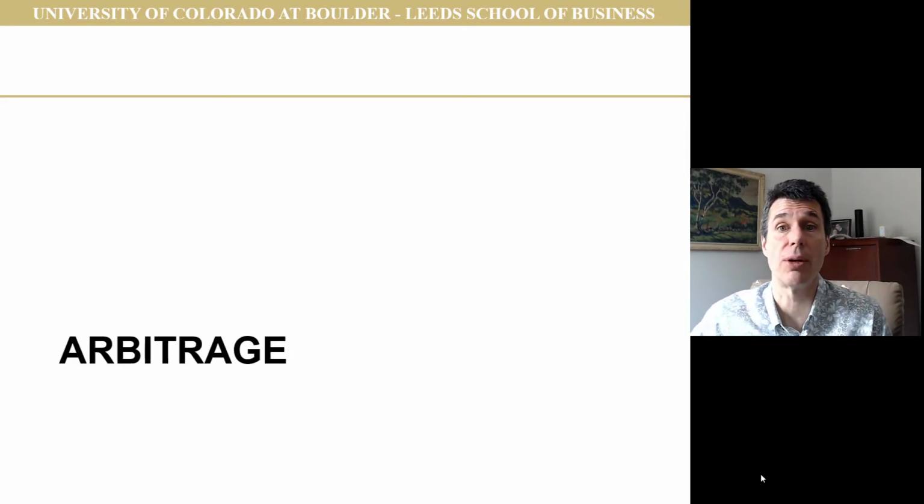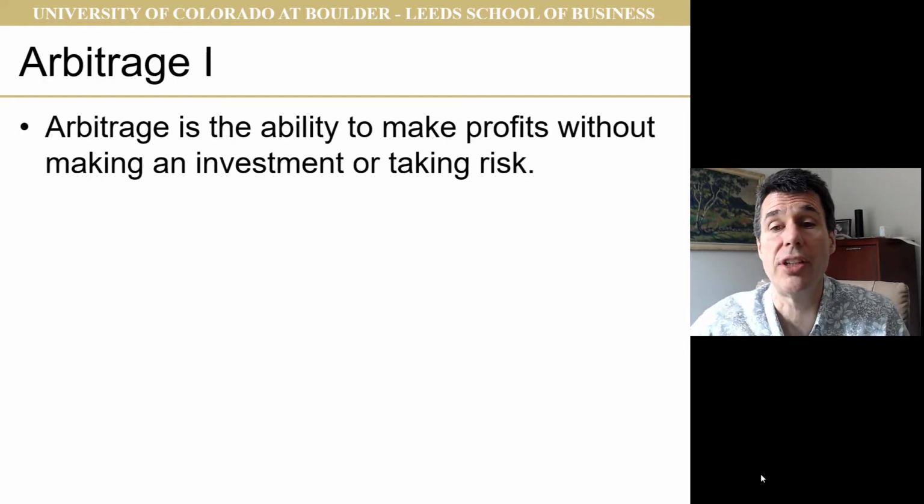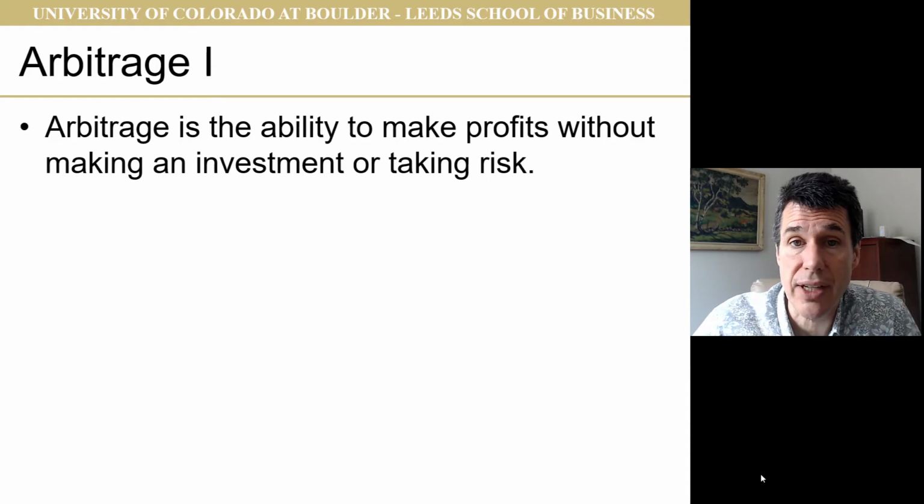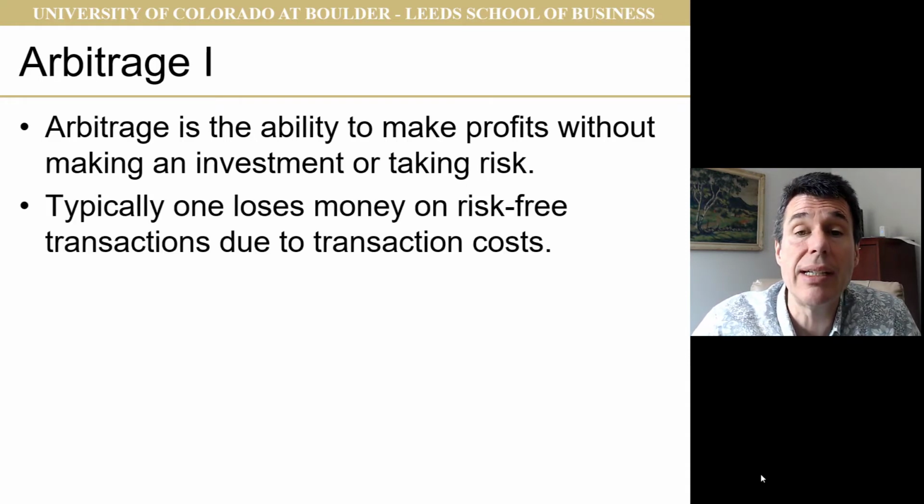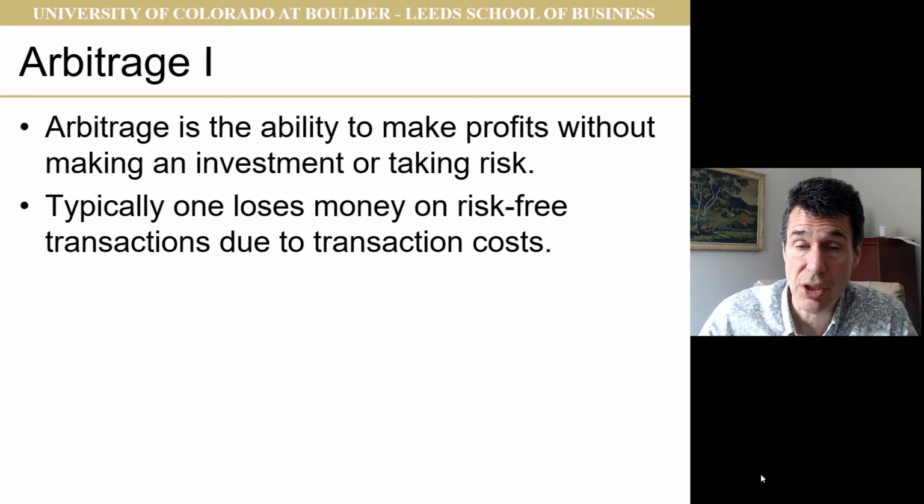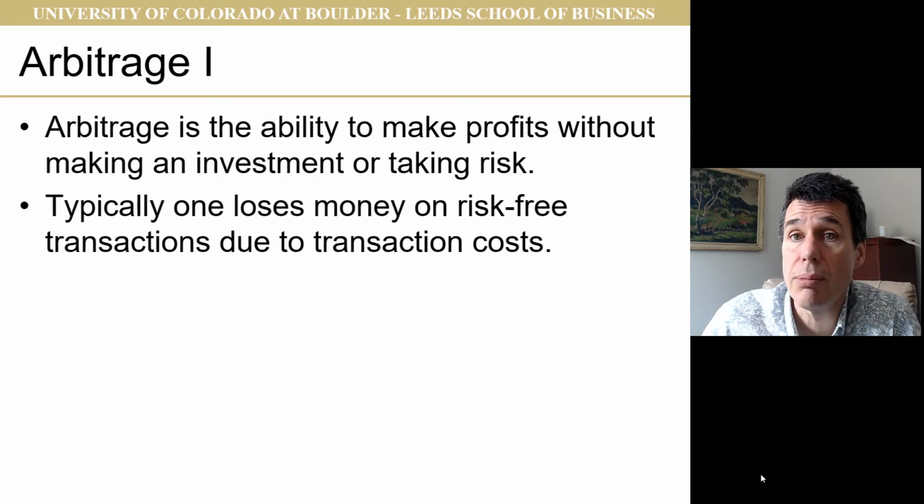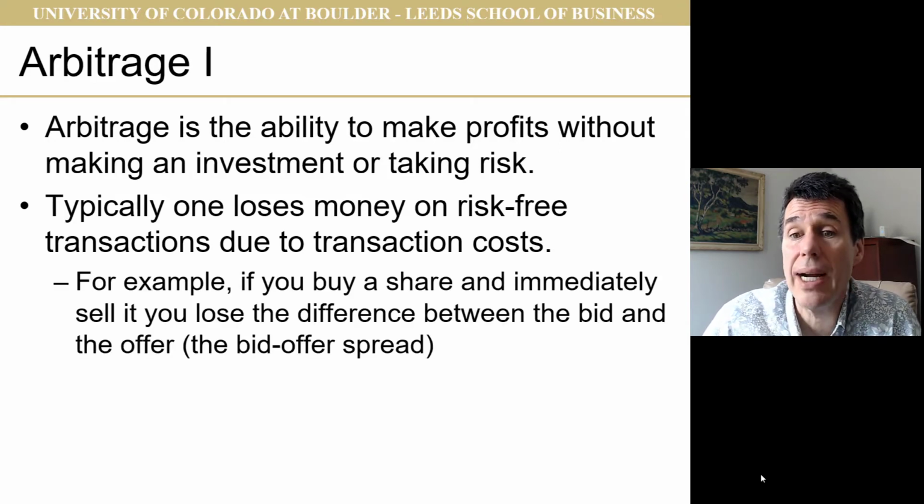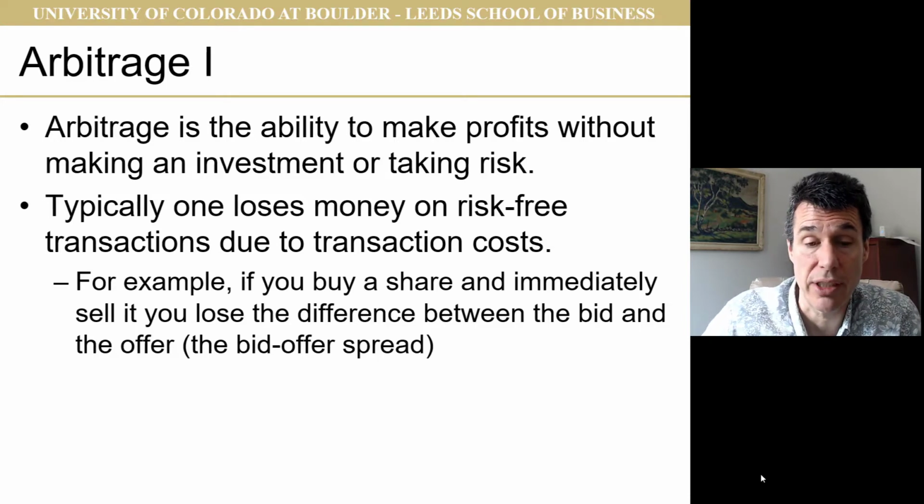Okay, first we need to talk about arbitrage. Arbitrage is the ability to make profits without making an investment or without taking any risk. Typically, one loses money on risk-free transactions due to transaction costs, meaning that you trade these transactions with a slightly negative present value. If you were to buy a share and immediately sell it, you're going to lose the bid-ask spread, right? You will lose the difference between the bid and the ask. You buy at too high a price, you sell at too low a price. Fair is somewhere in between. Now, arbitrage would be you could sell at too high a price and buy at too low a price. And of course, we can't do that in the market typically.